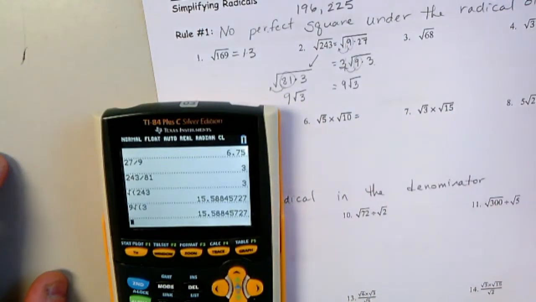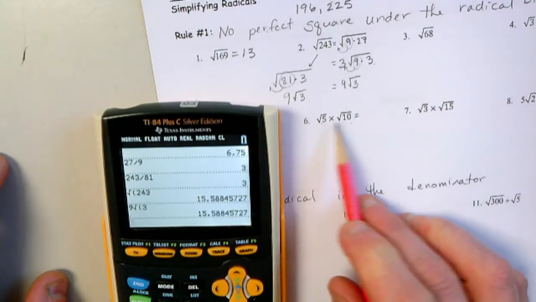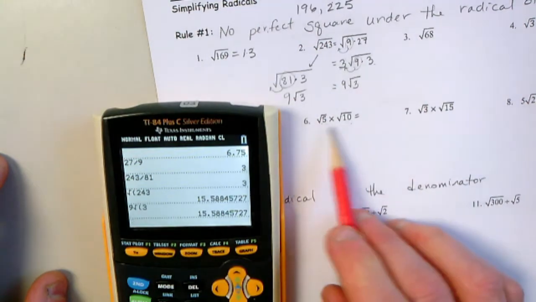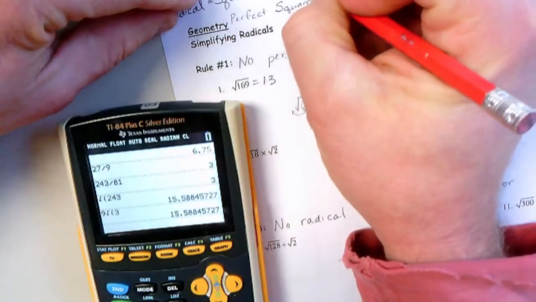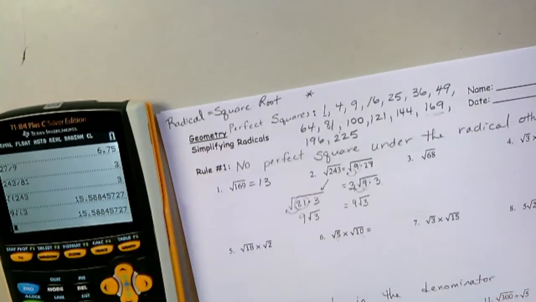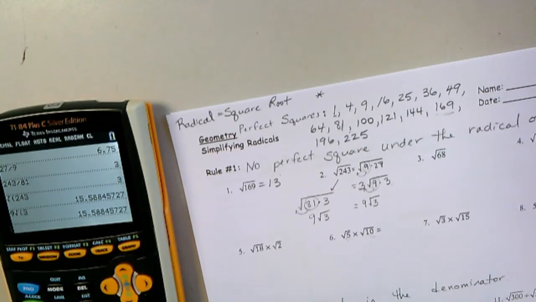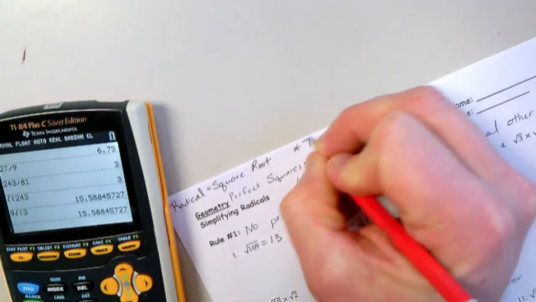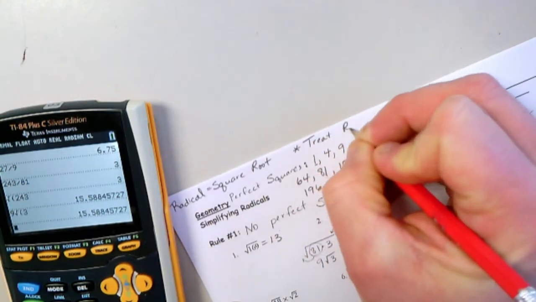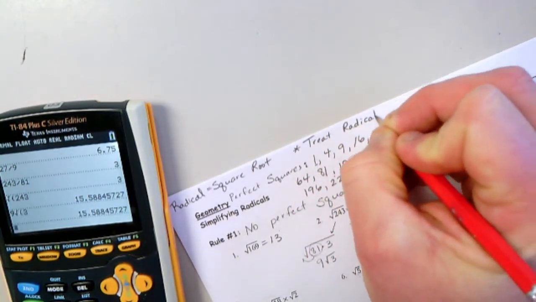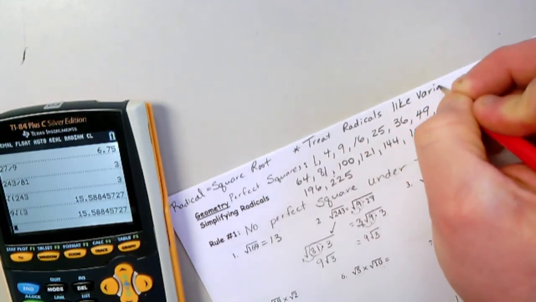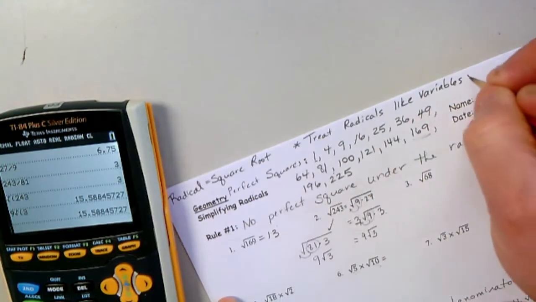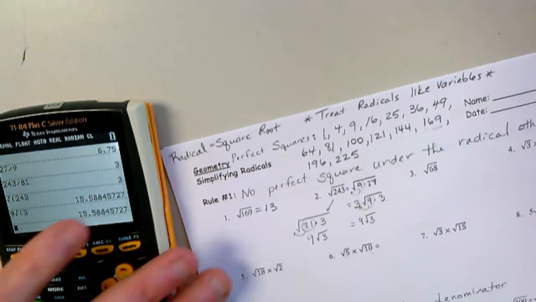Okay? Now, I'm going to multiply these two out. I can multiply them. I couldn't add them. One of the key things you might want to write down, this is really going to be crucial. I'm going to put this at the top of our paper here. Crucial as we move forward with simplifying radicals. It is this: treat radicals like variables. Okay? Treat radicals like variables.